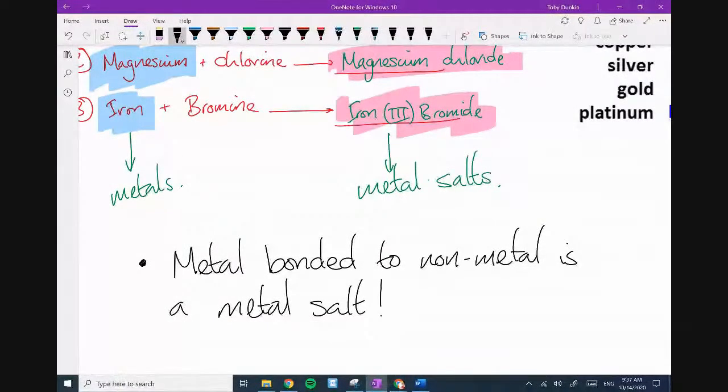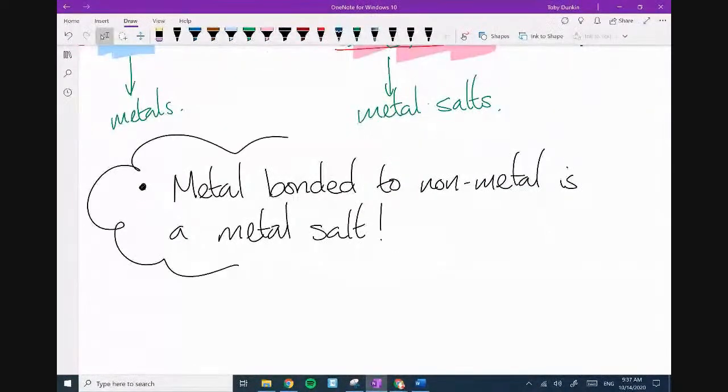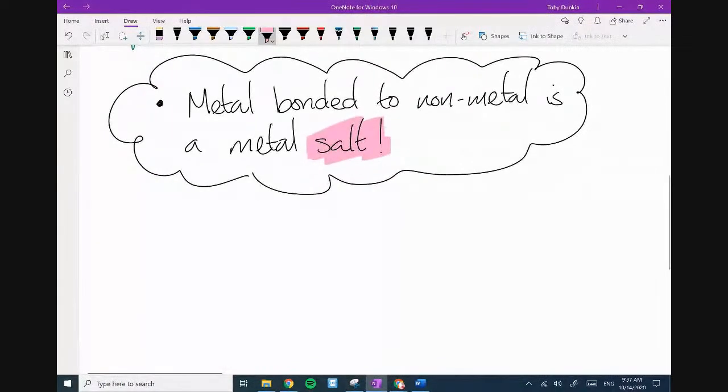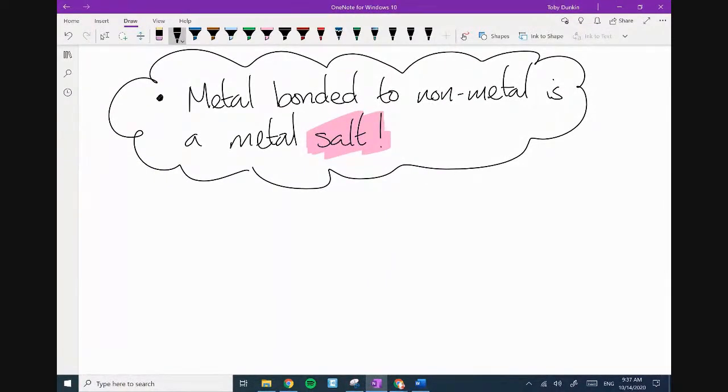And the reason why this is such an important note to make in our books is because the issue is the word salt. Students recognize the word salt as household salt, sodium chloride. But in reality, any metal non-metal compound is a metal salt. And that's really important. So I want to give some more examples of metal salts. These metal salts are really useful for you to learn.